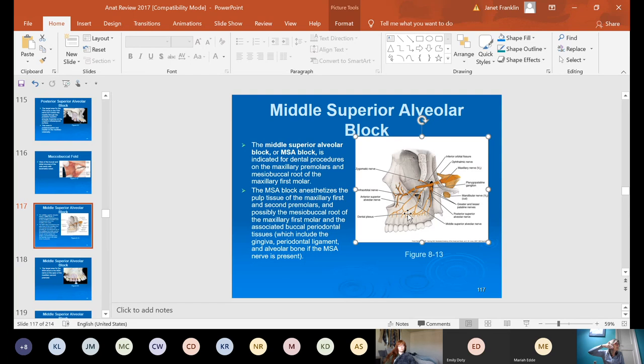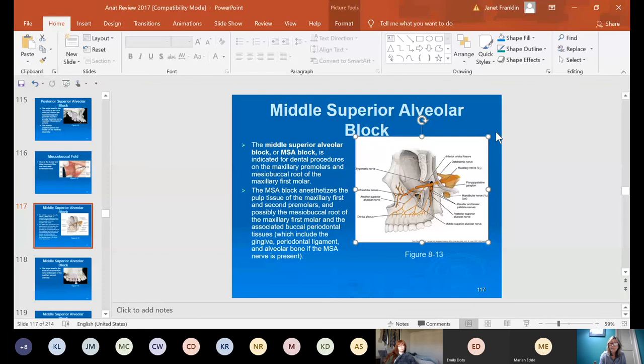When I say innervate, it's going to provide sensory feeling, sensation to those teeth. So when you have a toothache and you feel pain, those are the nerves that are innervating or feeling the pain. They are sending the signal to your brain. So if you have a premolar that hurts, that pain sensation is going to travel up the MSA, up to the maxillary division. It's going to travel through the trigeminal and up to the brain, and it's going to tell the brain that you're having pain. The brain then is going to respond somehow to it. So that's how it does sensory innervation.